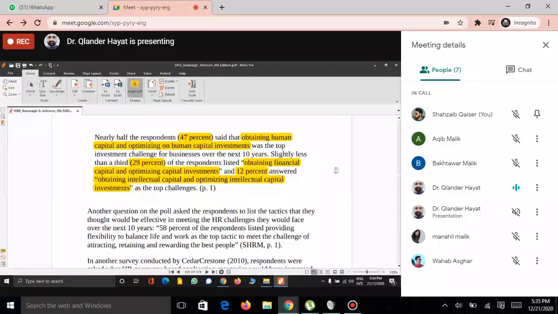You can observe here that 47% of respondents said the emerging or future trend would be obtaining human capital and optimizing human capital investment. Almost half of the respondents think this would be the future trend, while 29% said that obtaining financial capital and optimizing capital investment would be the future trend, while 12% answered obtaining intellectual capital and optimizing intellectual capital investment. If you look closely, the most, 47% of respondents, responded on the importance of obtaining human capital and optimizing capital, while another 12% also focused on obtaining intellectual capital.